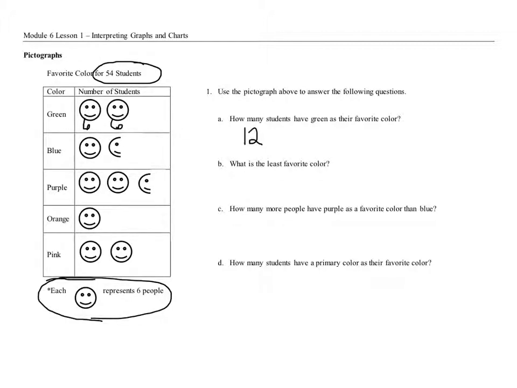And what's the least favorite color? Well, the one with the least smileys, so that's orange. How many more people have purple than blue? Okay, so purple, we look and we have 6, 6, and 3. So that's a total of 15. Blue, we have 6 and 3, and that's a total of 9. So if I subtract those, I will get 6 people.